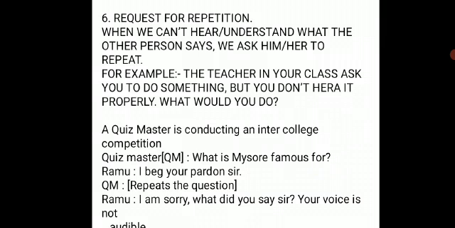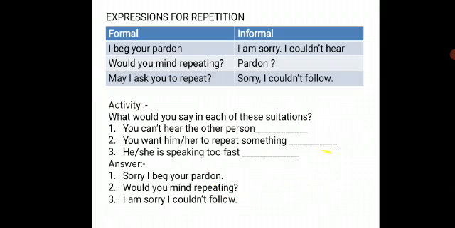So my dear students, have you observed here? What did he say? I beg your pardon, sir. I am sorry. What you said, I couldn't understand. I couldn't follow. Sorry. Again, expressions for repetition. Again, there is a formal way and an informal way. Now, take for example, the formal way. You say, I beg your pardon.